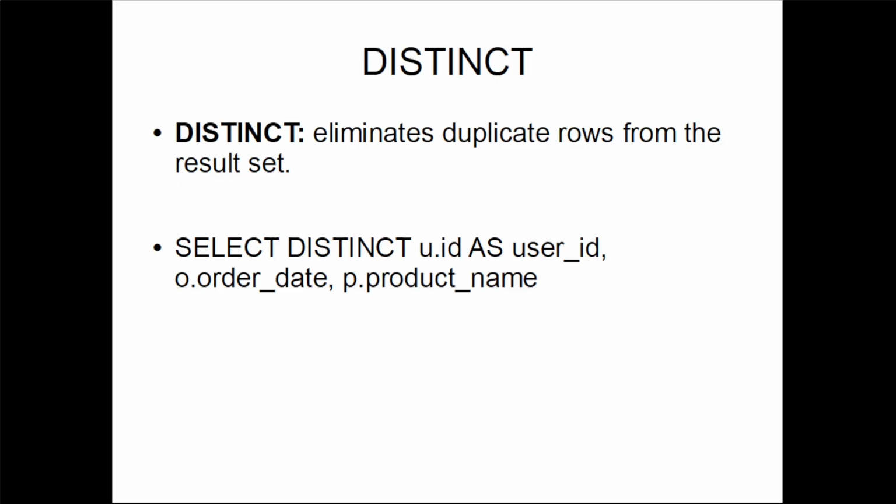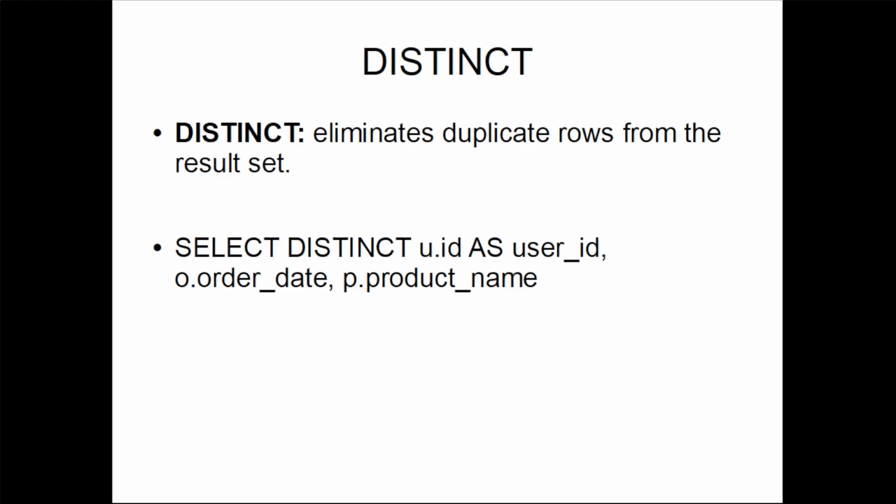Distinct applies to the entire row of selected columns, not individual columns. It considers the combination of all columns in the select clause, but using it with one column, like select distinct name, effectively gives unique values for that column. Distinct example. Select distinct u.id as user_id, o.order_date, p.product_name. This ensures that each user, order date, and product combination appears only once.